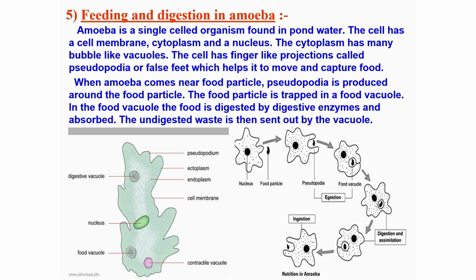When amoeba comes near a food particle, pseudopodia are produced around the food particle. The food particle is trapped in a food vacuole. In the food vacuole, the food is digested by digestive enzymes and absorbed. The undigested waste is then sent out by the vacuole.